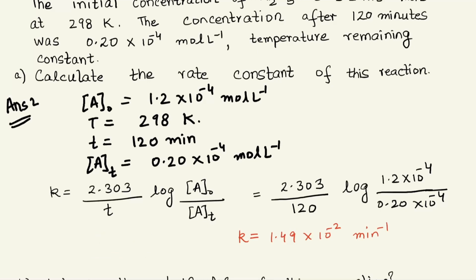So when I solve this question, I get a value of around 0.01493, which I write in exponential form as 1.49 × 10^-2 per minute. Yes, there is no unit for concentration because it will cancel out over here. Okay, so how many of you got this right? So we have another star for you over here.